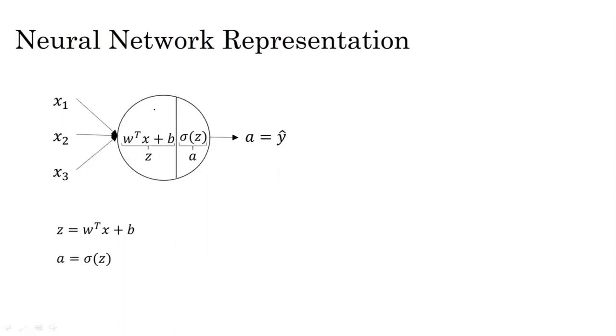If you look inside an individual node, it is basically comprised of two parts. The first part calculates the value of z, and the formula for finding z is w transpose x plus b. The second part calculates the value of a: we apply this value of z to the sigmoid function, and finally it gives us the value of y hat, the predicted outcome, or the value of a. These are the two important formulas that we need to keep in mind while working with a neural network. So now let us continue.